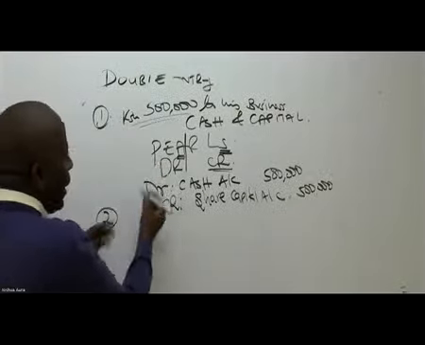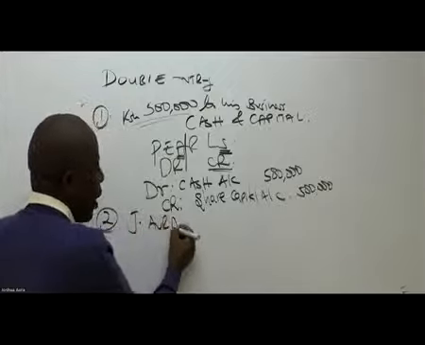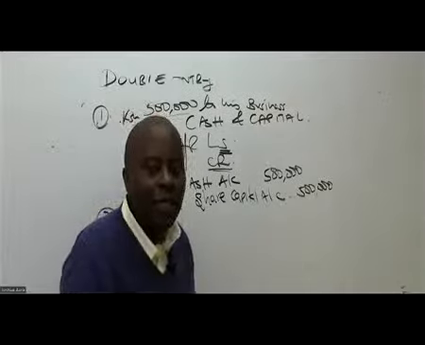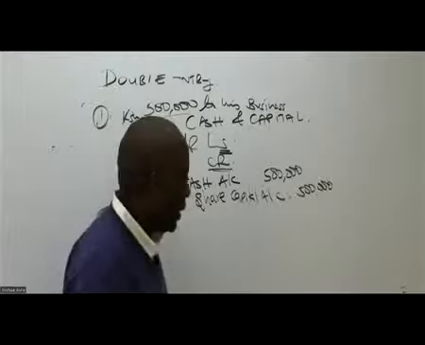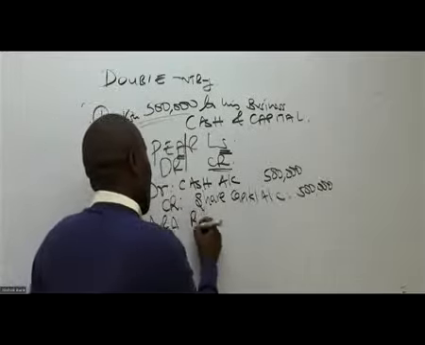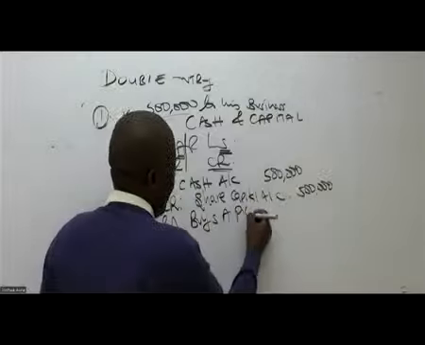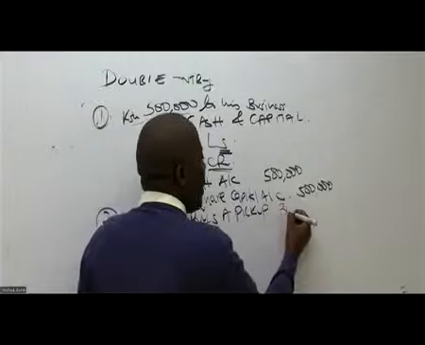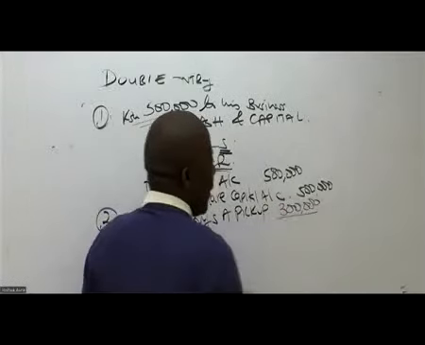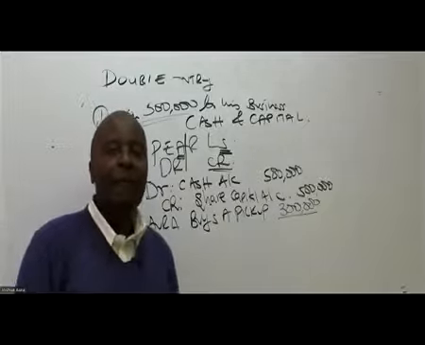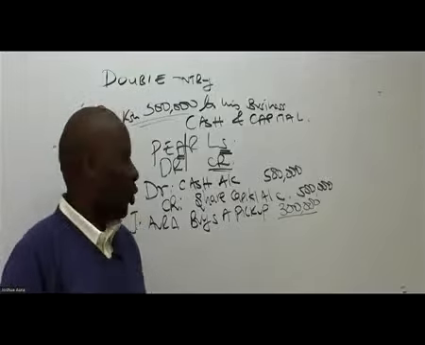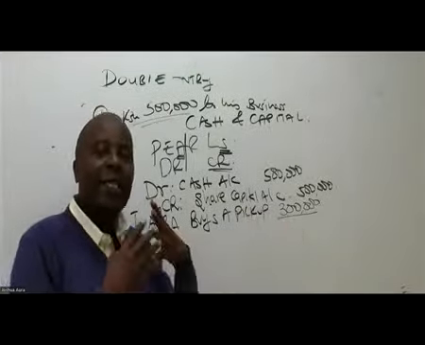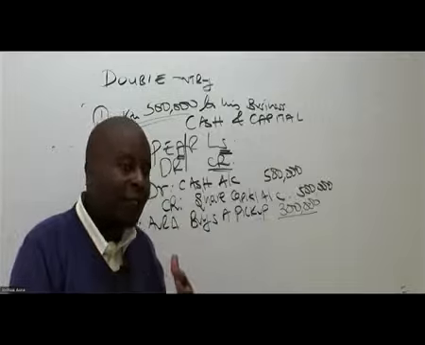Transaction number two for the business: we are told that Joshua Aura buys a jalopy, an old rickety pickup for the business. So this pickup is worth 300,000. There is money involved, so it's a business transaction. Joshua Aura buys a pickup worth Kenya shillings 300,000, and he's giving cash for it.